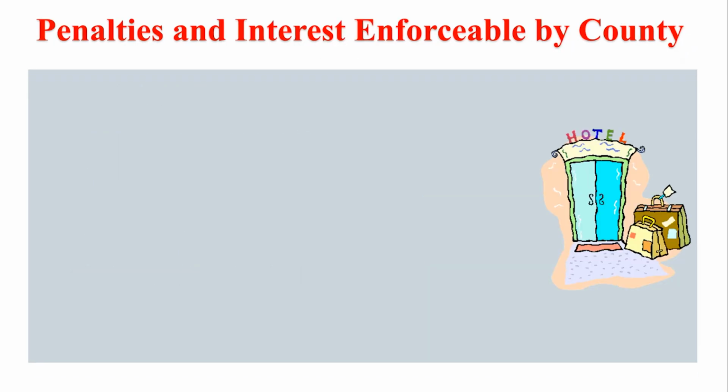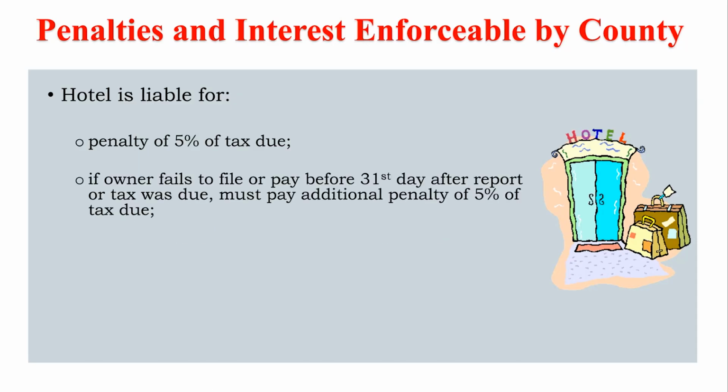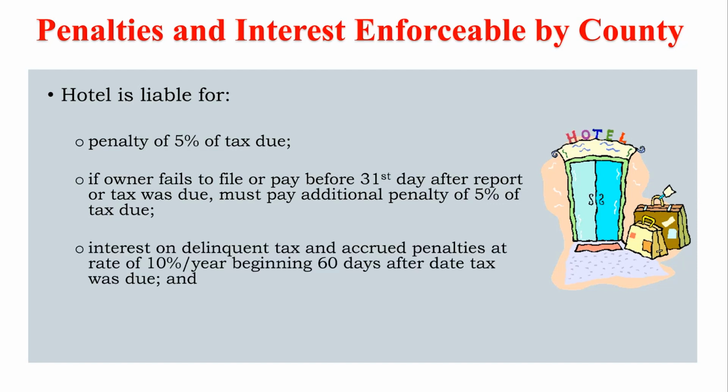If a hotel owner fails to report or pay the tax when due, a 5% penalty is assessed on the amount due. An additional 5% penalty is assessed if the owner does not file the report or pay the delinquent tax within 31 days after the due date. Beginning 60 days after the due date, both the delinquent taxes and the assessed penalties will accrue 10% interest annually. And also, there could be a forfeiture of the 1% collection fee.